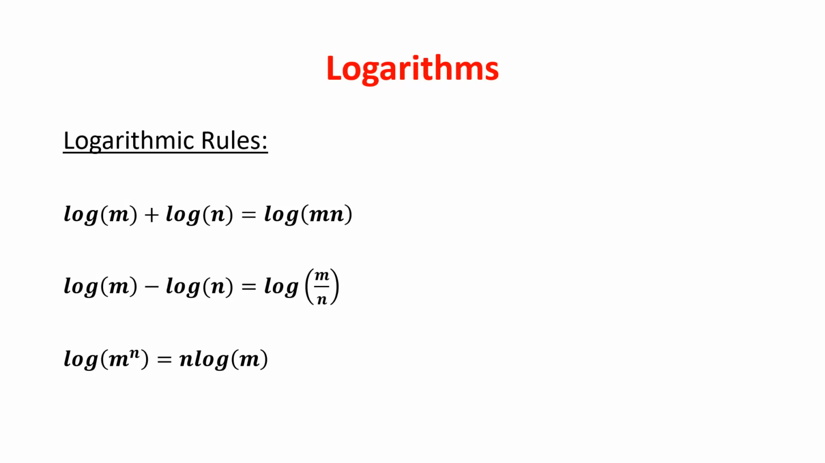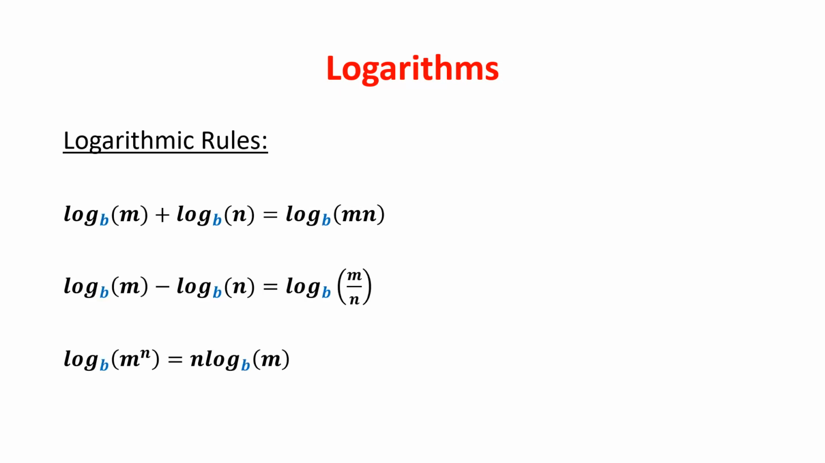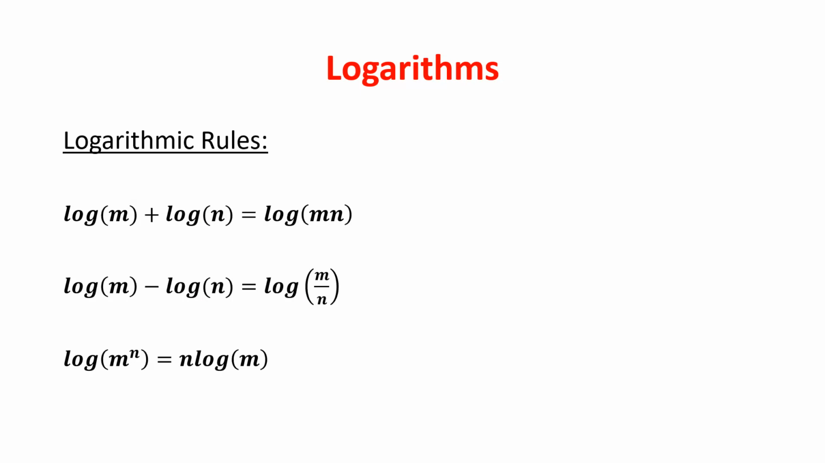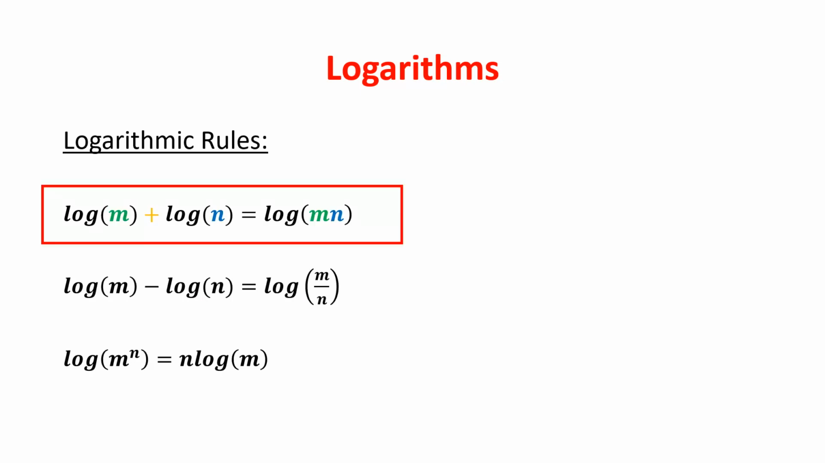I just call them log rules. Notice that they all deal with the same base, so therefore we don't get too caught up and worried about the base. All right, the first rule says the log of a number m plus the log of a number n is equal to the log of m times n. So for example, log of 6 plus log of 2 is equal to log 12 because 6 times 2 is 12.